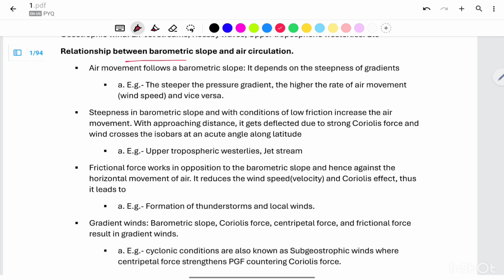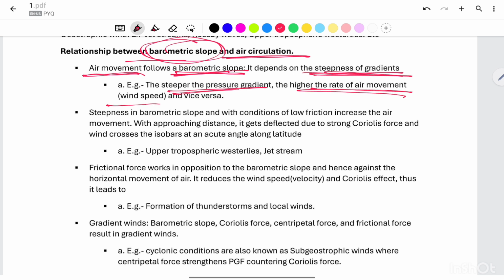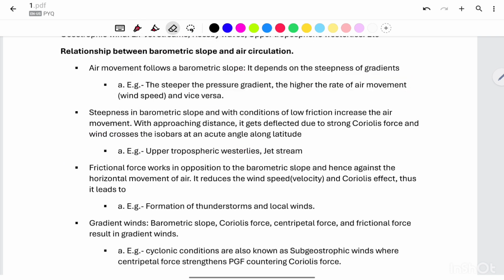Now, what is the relationship between the barometric slope and air circulation? Air movement follows a barometric slope. It depends on the steepness of the gradient. The steeper, the higher the rate of the movement, and vice versa. The steeper the pressure gradient, the higher the rate of movement of the air. So this is the relationship between the barometric slope and air circulation.